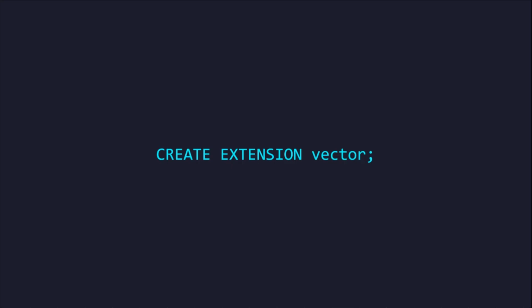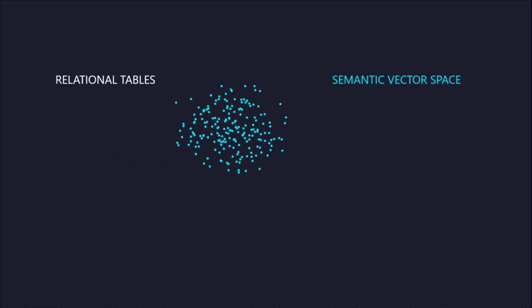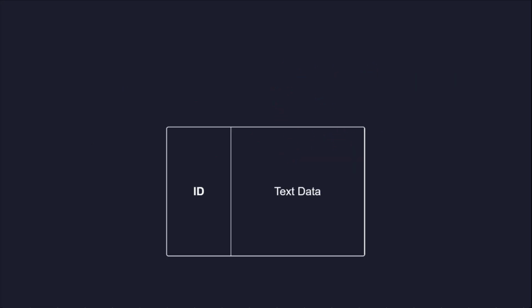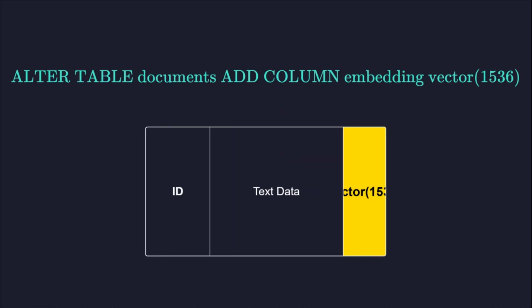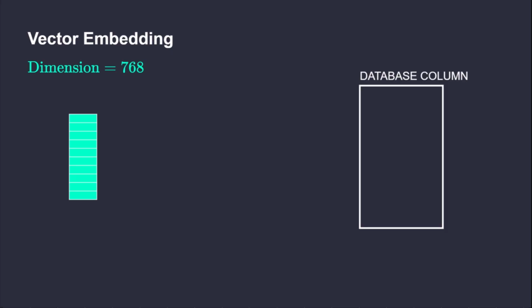This command integrates vector operations directly into the database engine and allows for seamless semantic operations across your existing relational tables. Add a vector column to your table by specifying the number of dimensions. For example, use vector 1536 to match the output size of common large language models.